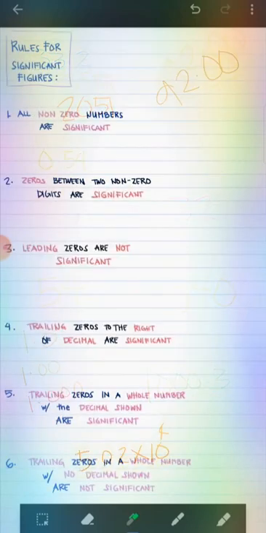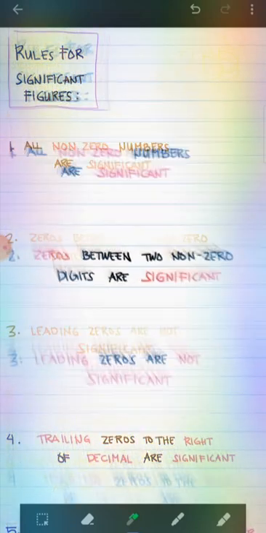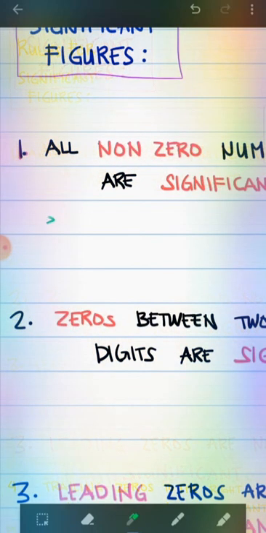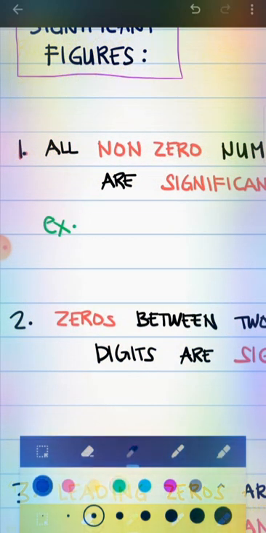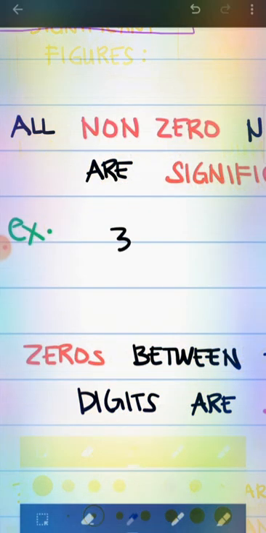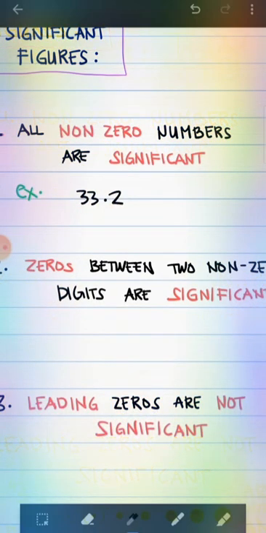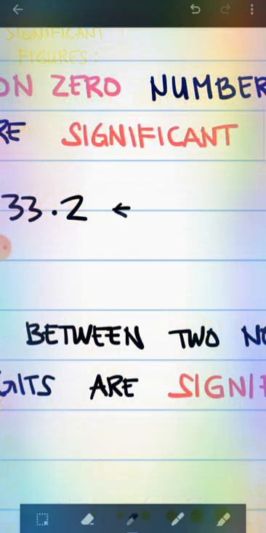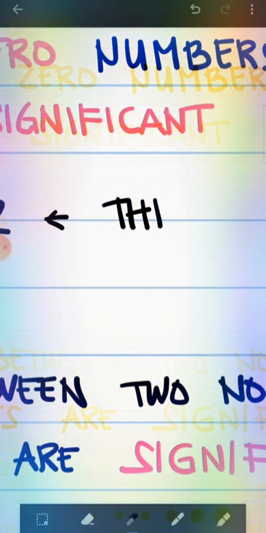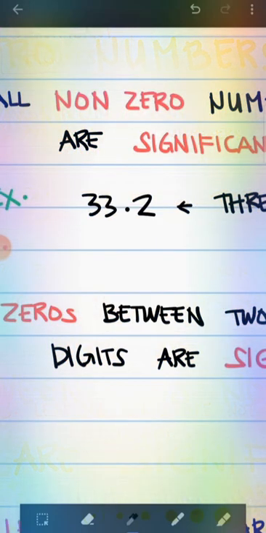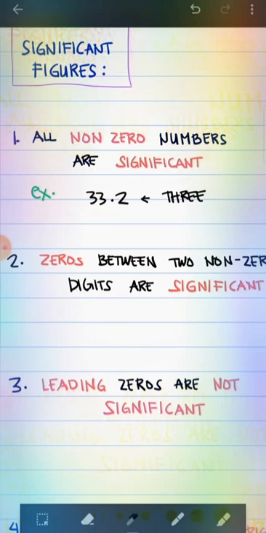For rule number 1, all non-zero numbers are significant. So what are the examples of this? Let's say we have 33.2. Since 3, 3, and 2 are not zeros, therefore 33.2 has 3 significant figures. So how many significant figures does 33.2 have? It has 3. So that's basically rule number 1. All non-zero numbers are significant.